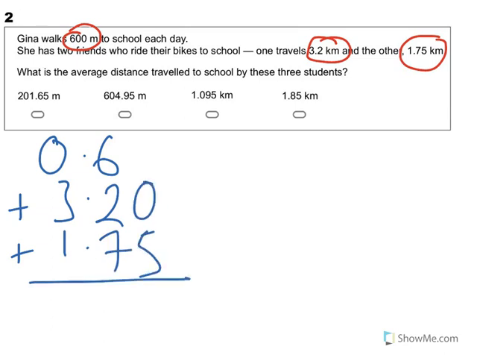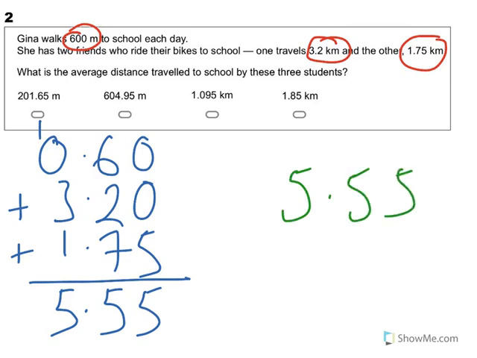Okay, there's nothing here, so we can put zeros. Add them up. 0, 0, and 5 is 5. 6, 2, and 7 is also 5. Carry the 1. Put the decimal place in the correct spot. 1, 3, and 1 is also 5. Okay, so we have 5.55, and we need to split it up amongst 1, 2, 3 people. So let's do 5.55 divided by 3. Put our decimal place in the right spot.